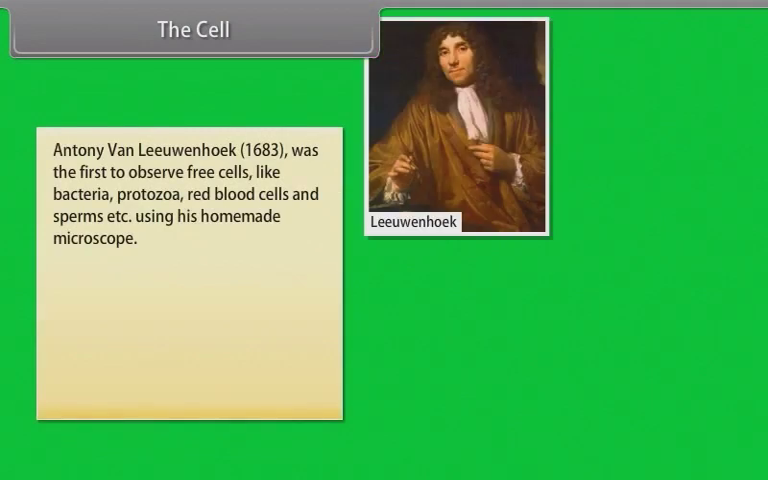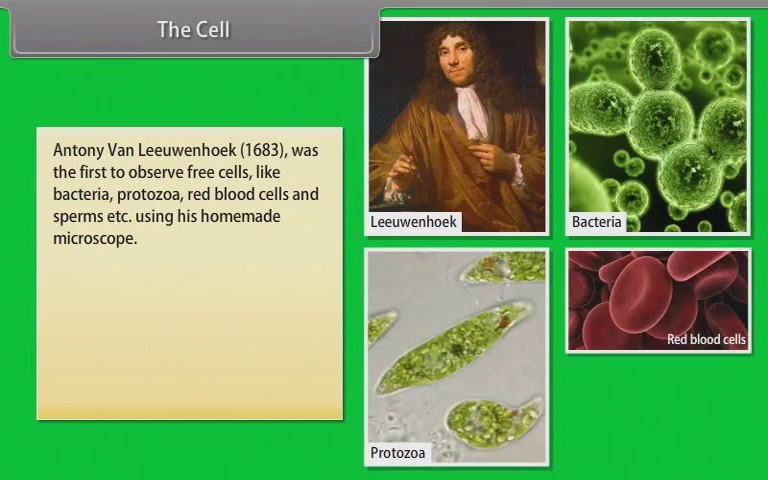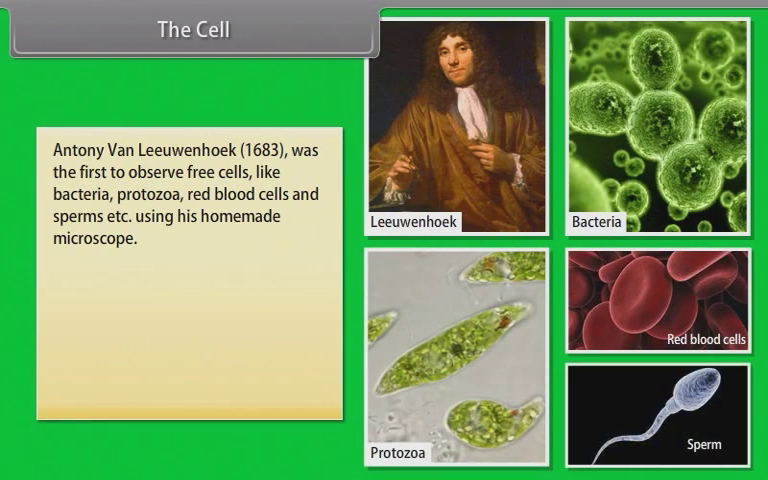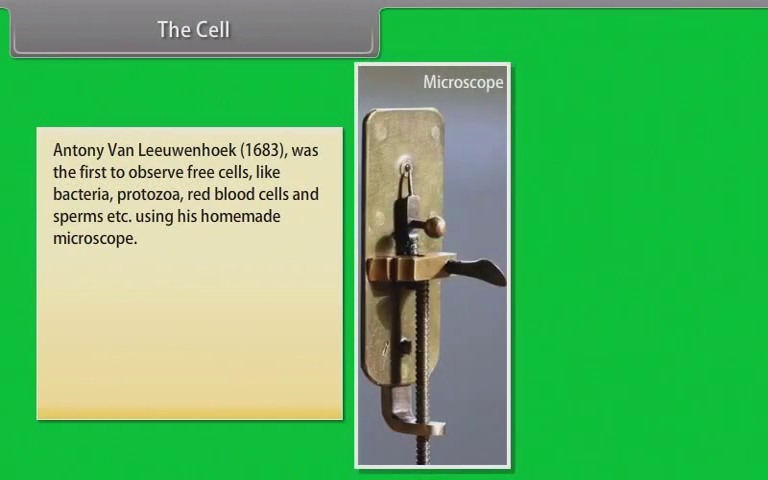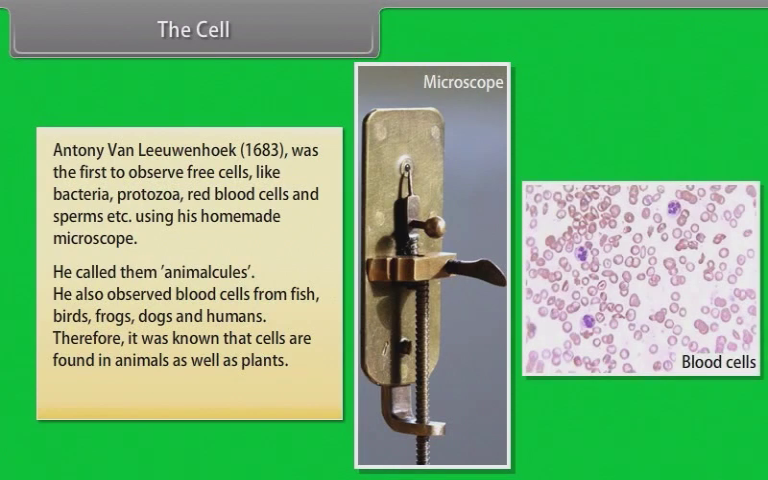Antonie van Leeuwenhoek was the first to observe free cells like bacteria, protozoa, red blood cells and sperms, etc. using his homemade microscope. He called them animalcules. He also observed blood cells from fish, birds, frogs, dogs, and humans. Therefore, it was known that cells are found in animals as well as plants.